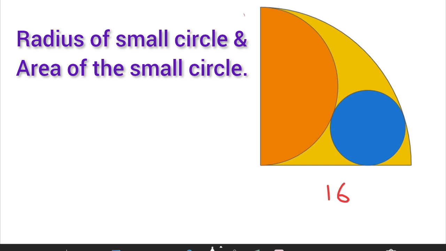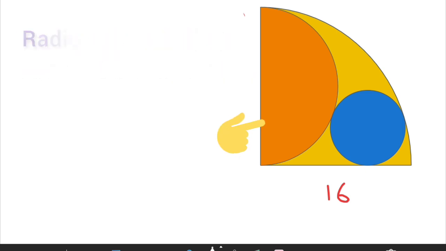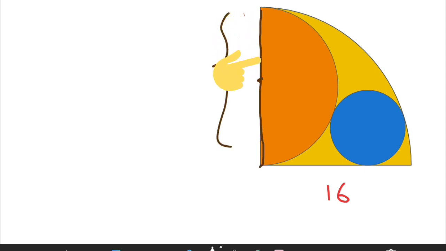According to the given information, what can we do to solve for the radius and area? First we will discuss that. It is a semicircle. This is the center of the semicircle. This length is the diameter of the semicircle, but it is the radius of the quarter circle, right? So we know that the radius of the quarter circle is 16 units. So that means this total distance is 16 units.